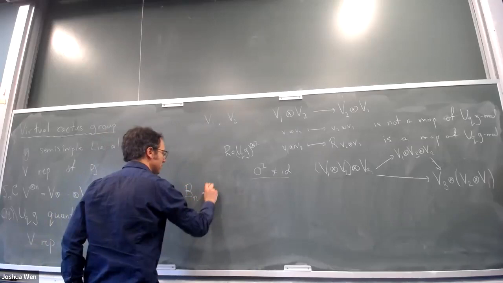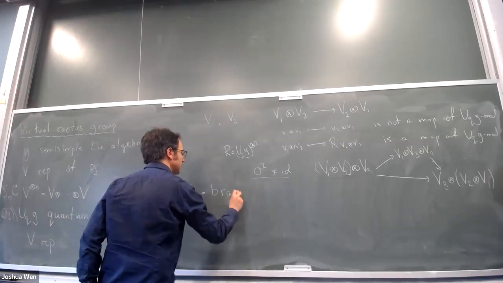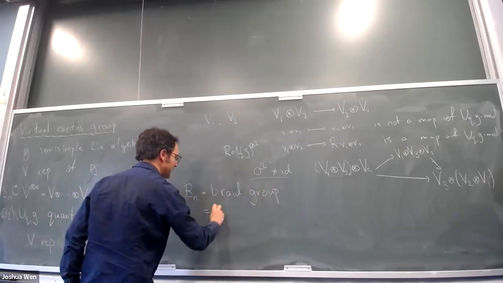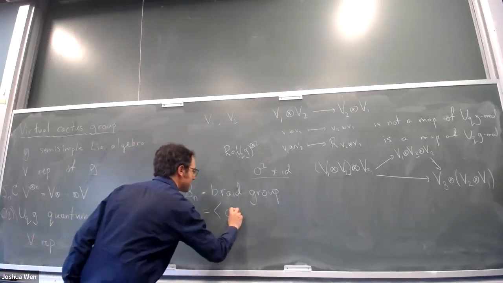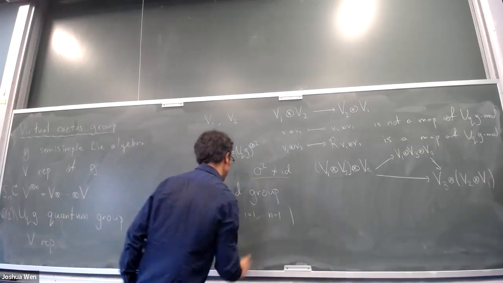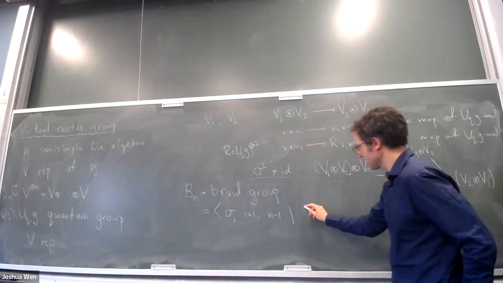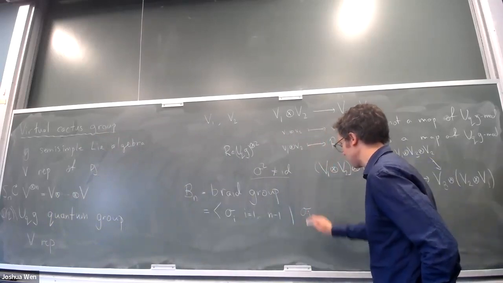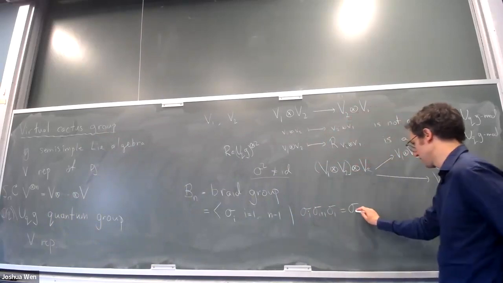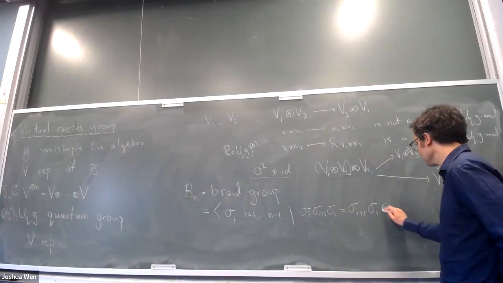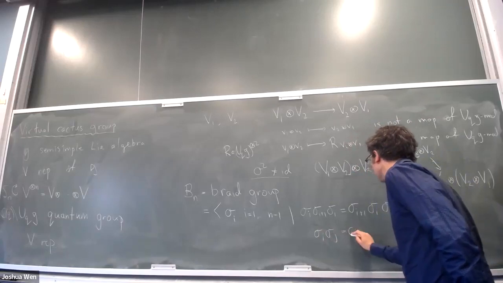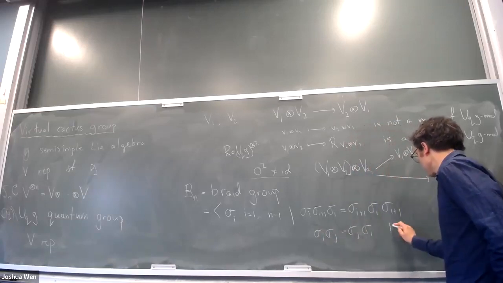So B_n, it's the braid group. Let me define it first by generators and relations. So it has generators sigma_i for i from 1 to n-1, and relations. Basically, the relations that are satisfied in the symmetric group, except that we don't have the square of sigma_i being the identity. And sigma_i sigma_j equals sigma_j sigma_i if i and j are sufficiently far apart.